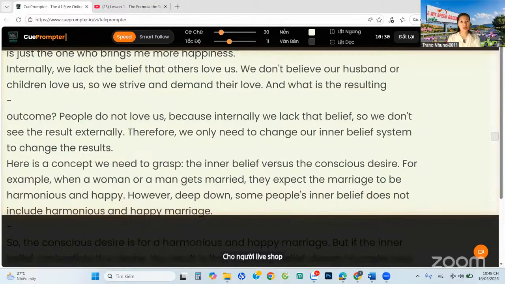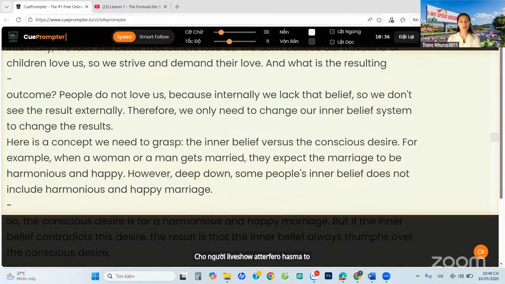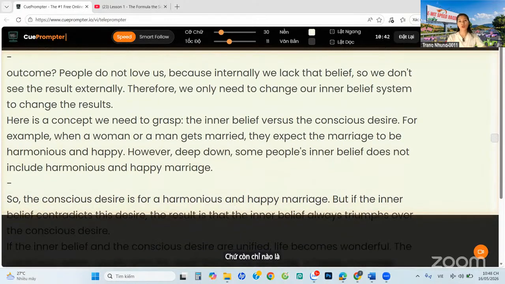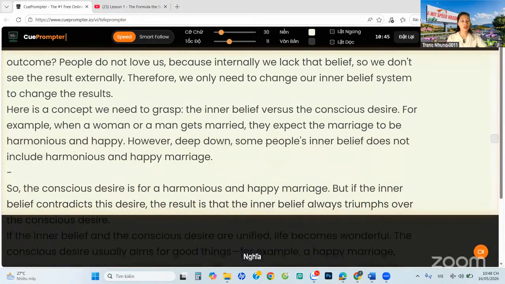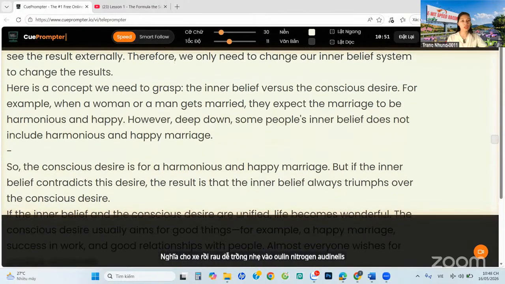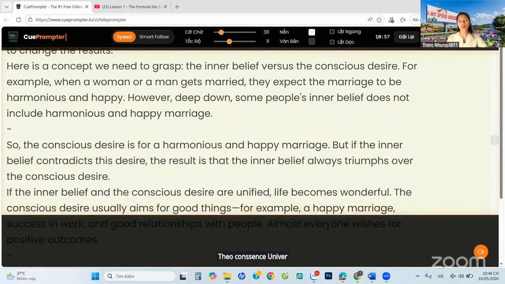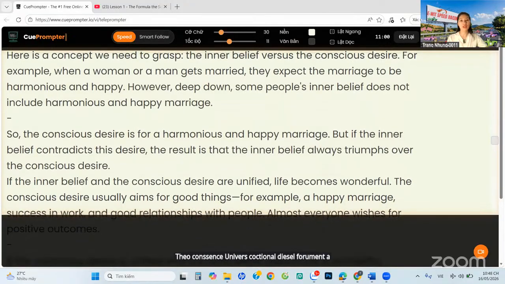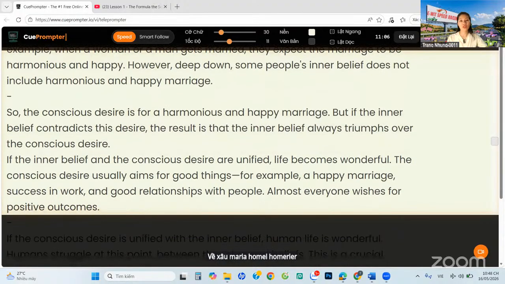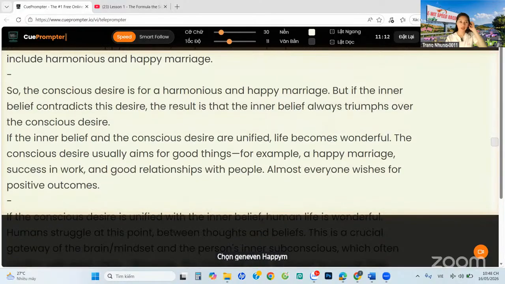Internally, we don't believe that others love us. We don't believe our husband or children love us, so we doubt and demand their love. And what is the resulting outcome? People do not love us because internally we believe that, so we don't see the results externally. Therefore, we only need to train our inner belief system to change the results. Here is the concept we need to grasp: inner beliefs and consciousness design. For example, when a woman or a man gets married, they expect the marriage to be harmonious and happy. However, deep down, some people's inner belief does not support a harmonious and happy marriage.